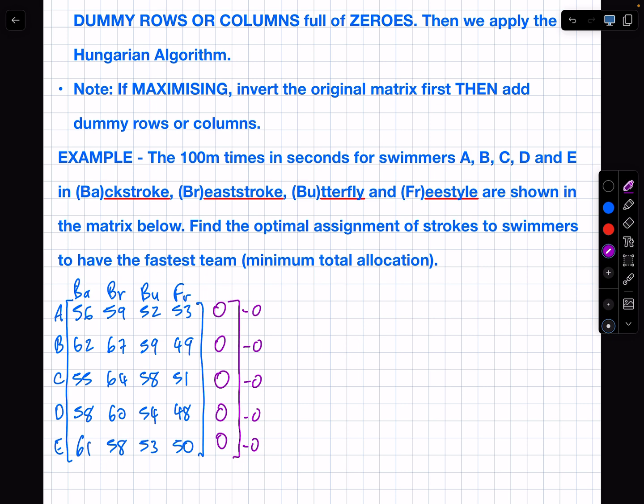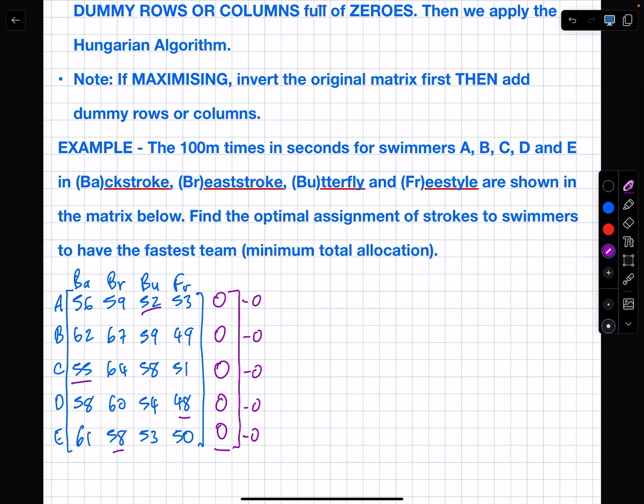What's the smallest number in the first column? 55. Smallest number in the second column? 58. Smallest number in the third column? 52. Last. 49. No, 48. And then 0. So we subtract the smallest from each. So you're going to be taking 55, take 58, take 52, take 48, take nothing. So redraw the matrix.